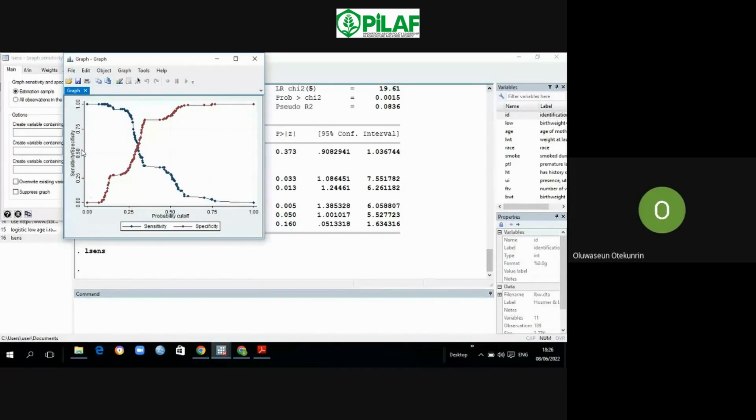We have sensitivity/specificity on the y-axis, and on the x-axis we have probability cutoff. We move from 0 to 1 for our probability cutoff, and the one we have been using is a probability cutoff of 0.5. This graph is like the graph under our classification table. Under the classification table, we have results for sensitivity and specificity, and some other results, but this graph shows us sensitivity and specificity.